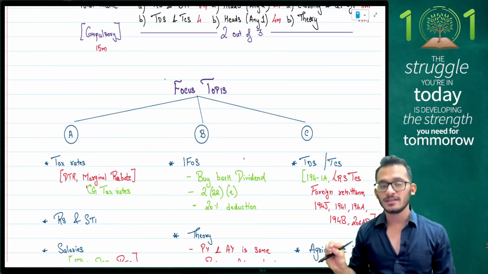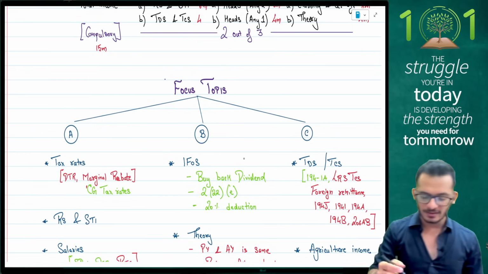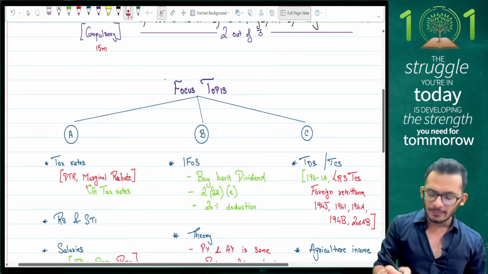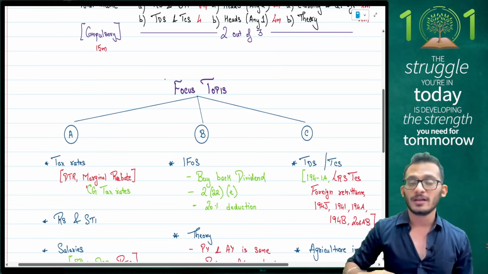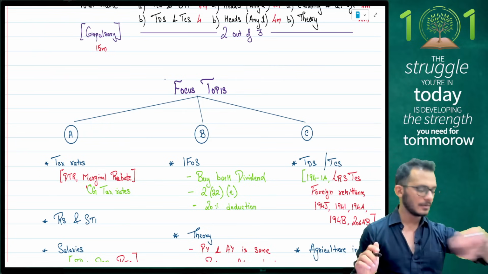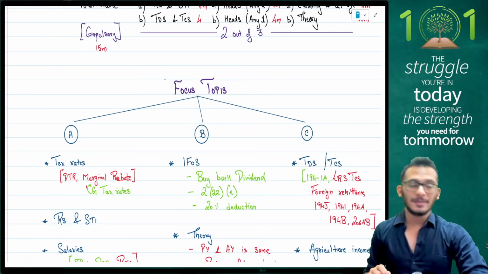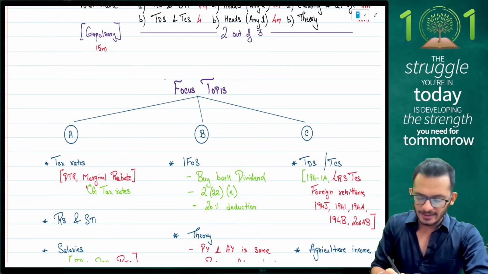You cannot let go of these chapters because they carry a lot of marks. First, very obviously, you're going to look at the tax rates, because tax rates are going to be part of your MCQ question. At the same time, they're also going to be part of your compulsory question. So tax rates are something you're going to pay extra attention to, especially this time on the tax rates relating to DTR.